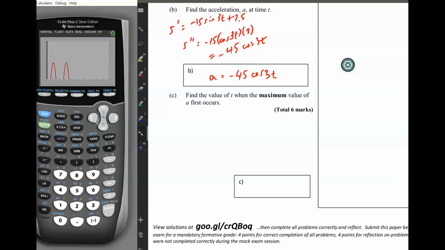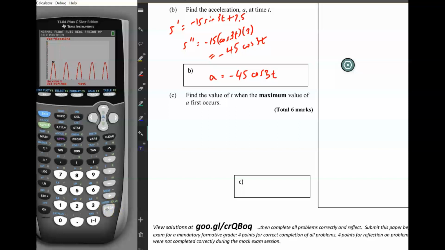And of course it just goes up and down like a sinusoidal function. And then it says, what is the value of t when the maximum value of a first occurs? That would be this point right here. So if we wanted to find the t value, we would just do second calc maximum, which is number 4. And then let's put the left bound at about 0.2. Okay, and then we'll put the right bound at about 2. There it is right there.